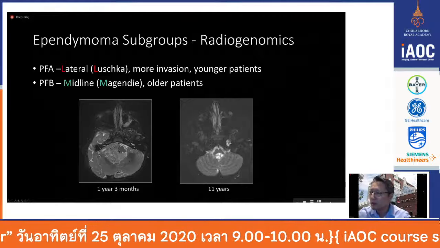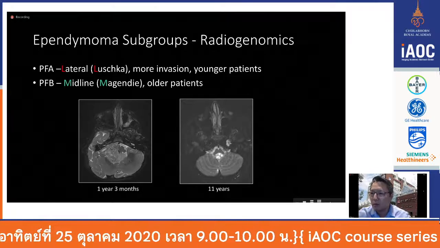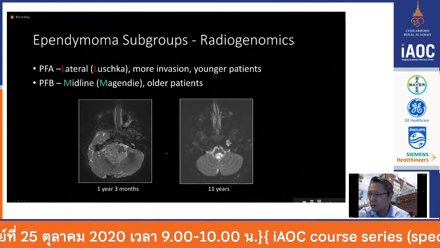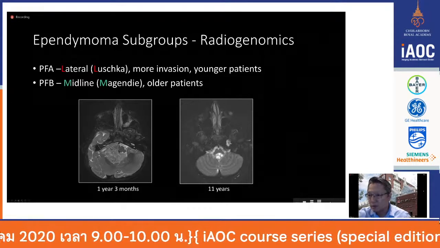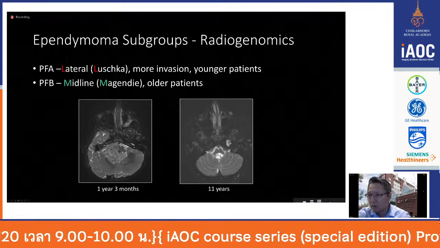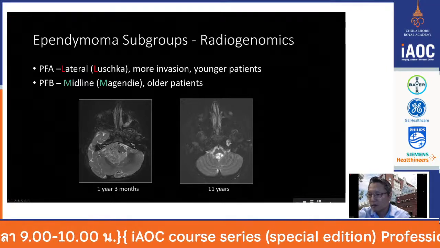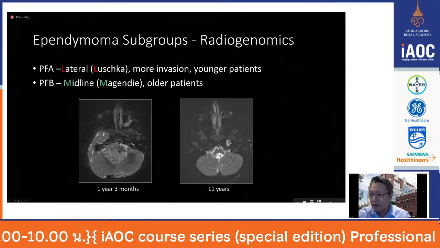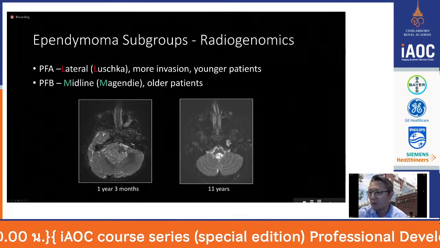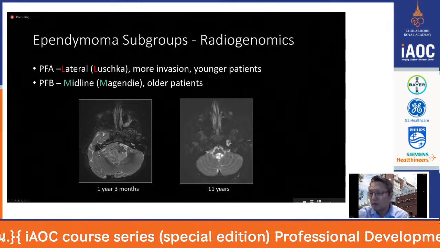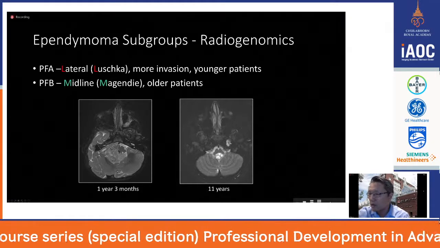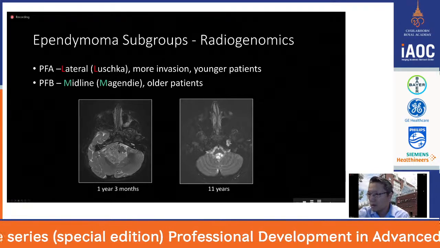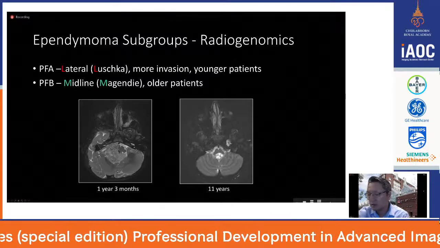So again, for radiogenomics, we went through this already with the two different types of posterior fossa ependymomas, but the A subtype is going to be more lateral, associated with oozing out of the foramen of Luschka. There can be more invasion of the brainstem or cerebellum here, and this is typically in younger patients. The B subtype, which has a better outcome, is more midline, oozes out of the foramen of Magendie, and is typically in older patients.